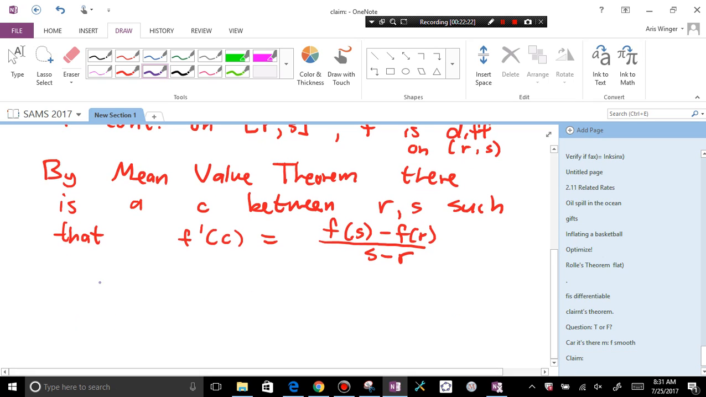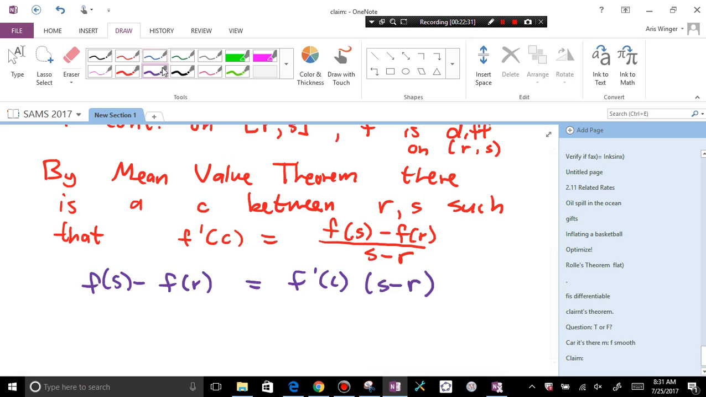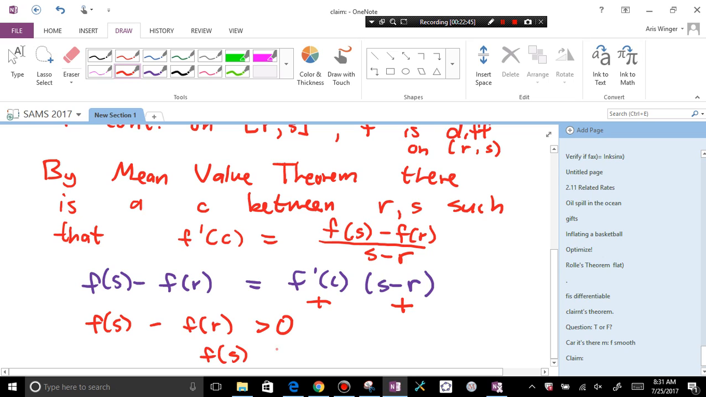Writing it as we said before, f of s minus f of r is equal to f prime of c times s minus r. This is positive by hypothesis. S is bigger than r, that's positive, and therefore f of s minus f of r is greater than 0, in which case f of s is bigger than f of r. So whenever s was bigger than r, f of s is bigger than f of r. And that means f is increasing.